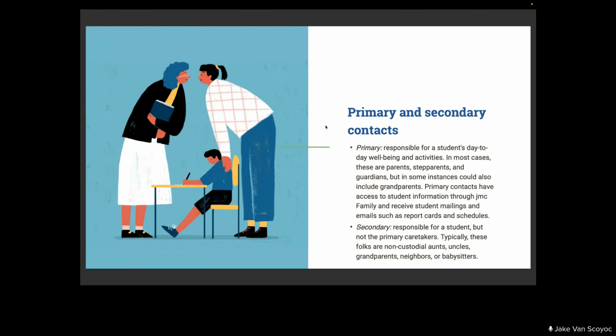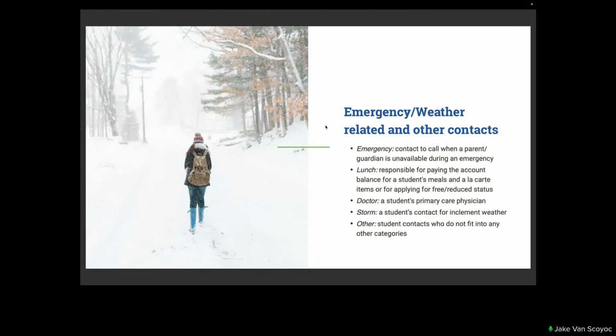Now, that's different than the secondary. That's responsible for a student, but not the primary caretaker. Typically, these folks are non-custodial aunts, uncles, grandparents, neighbors, or babysitters. We put them in there just in case they might pick them up from school or have some influence on the student. Then emergency. This is a contact to call when a parent or guardian is unavailable during an emergency. There's the lunch contact.